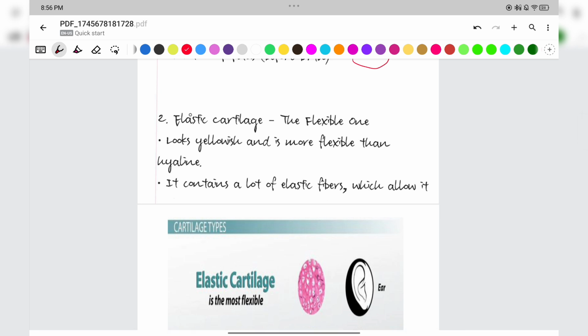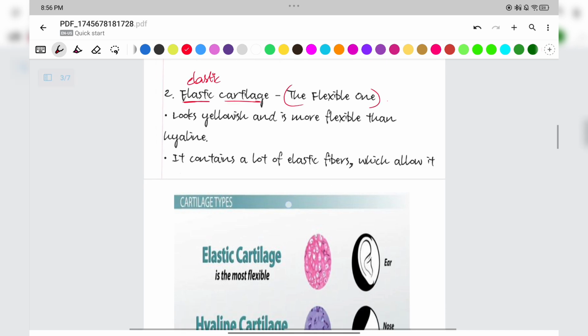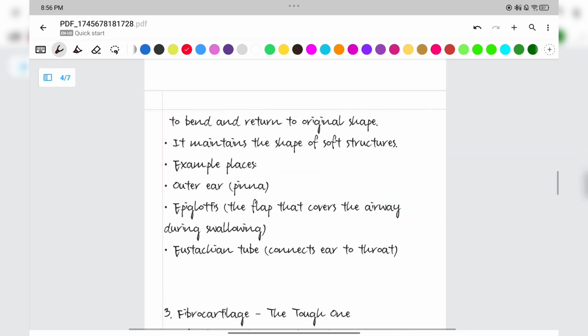Elastic cartilage. The name itself indicates it is elastic. Elastic is something which is more flexible. This is the most flexible among all three. It looks yellowish and is more flexible than the hyaline. It contains a lot of elastic fibers which allow it to bend and return to the original shape.